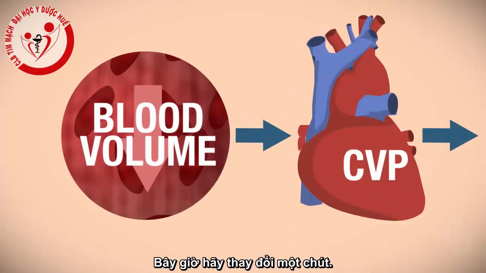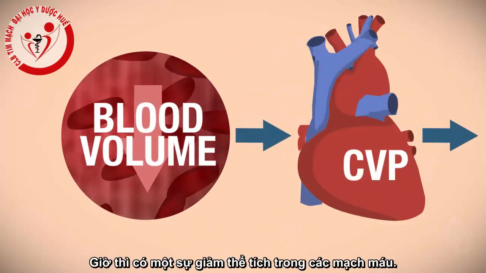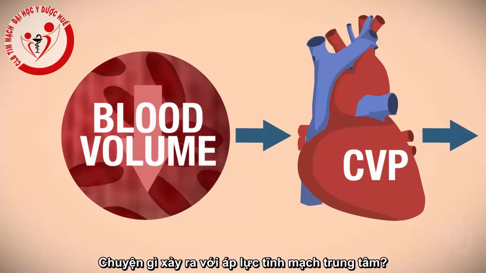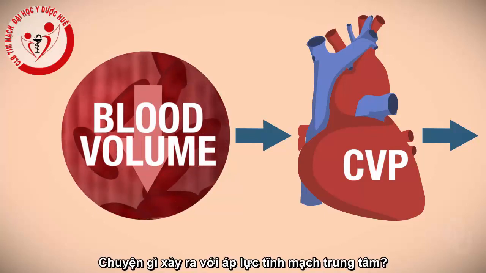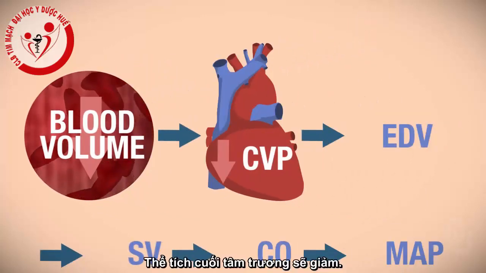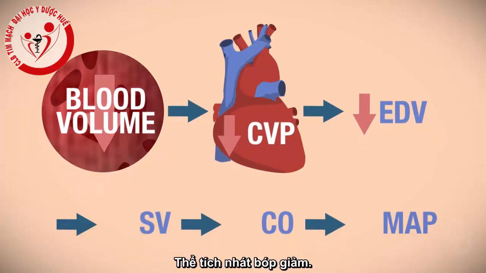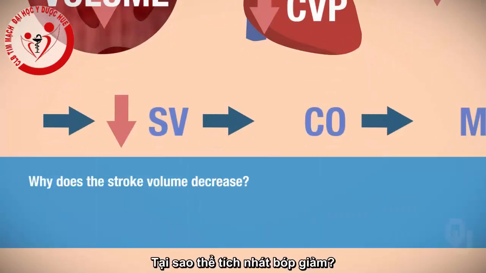Let's switch it around now. Now there is a decreased volume of blood in the vessel. What happens to your central venous pressure? It decreases. Your end diastolic volume? It decreases. Stroke volume? Decreases. Why does stroke volume decrease?